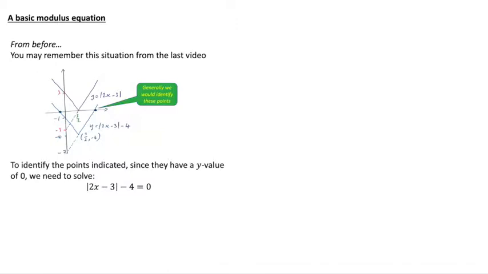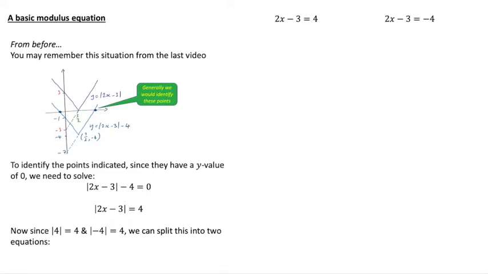To identify the points indicated, since they have a y value of 0, we need to solve mod of 2x minus 3 take away 4 equals 0. That means we're trying to solve mod of 2x minus 3 equals 4. Because mod of 4 is 4 and mod of minus 4 is 4, we can split this into two equations. We either have 2x minus 3 equals 4 or 2x minus 3 equals minus 4, because if we mod the right hand side in either case, we would get plus 4, which is what we want.